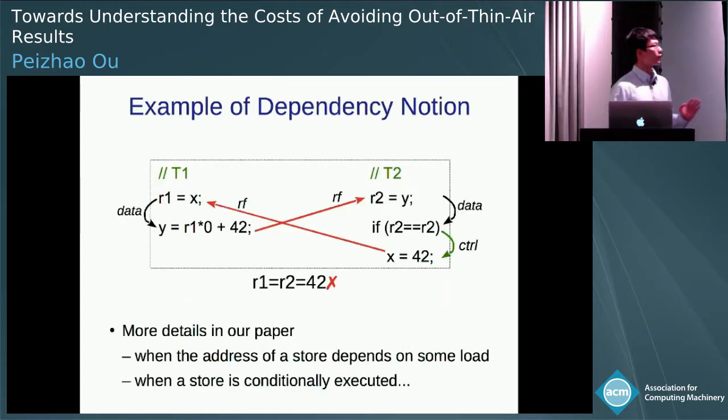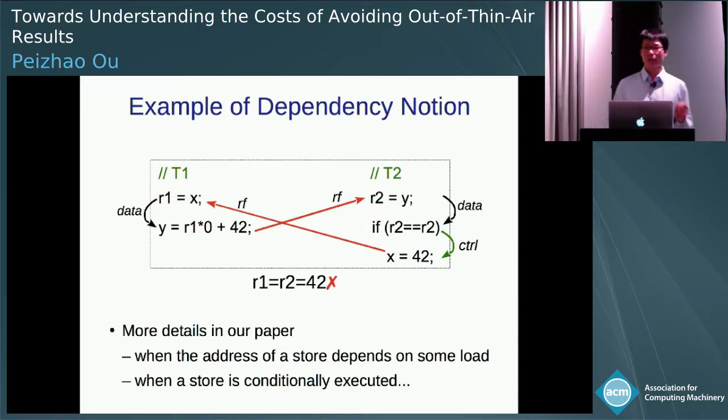Now here I will show a simple example of part of our dependency notion. Here we have two threads. In thread 1, according to our dependency notion, there would be a data dependency from the first load to the second store, even if we know that the second store would always store value 42 to y. Similarly, in thread 2, we would have a data dependency from the first load to the condition of the conditional branch. Then we would have a control dependency from the condition to the store of 42 to x, even if we know that store will always execute at runtime.